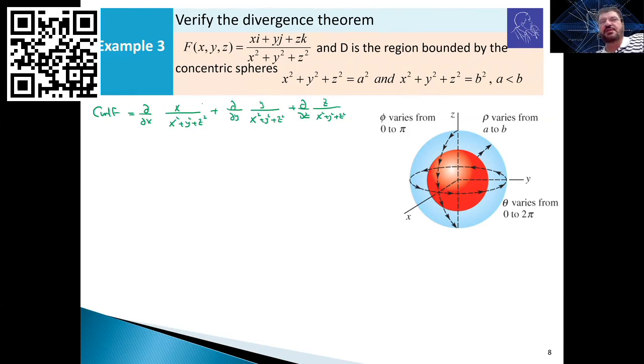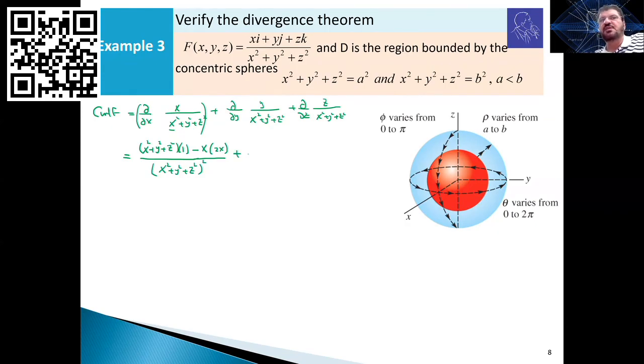All right, let's take the first one, guys, this one here. How do you differentiate this? It's the denominator times the derivative of the numerator, which is 1, minus the numerator, which is x, times the derivative of the denominator with respect to x. What's the derivative of x squared? It's 2x, and the rest are zeros. Over x squared plus y squared plus z squared, all squared.